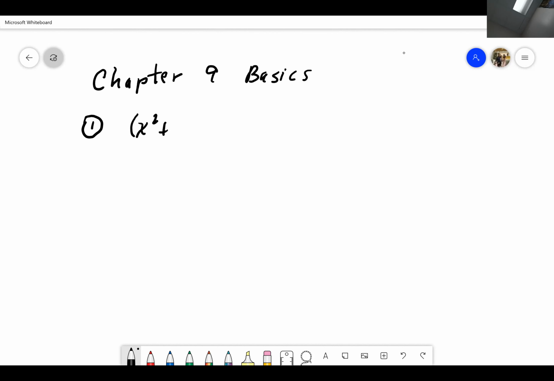So the first question is x squared plus y to the third, to the third, sorry. And it says write down the following expansions. So in this case here, it's up to you how you want to do it. I'll take it any way you want.